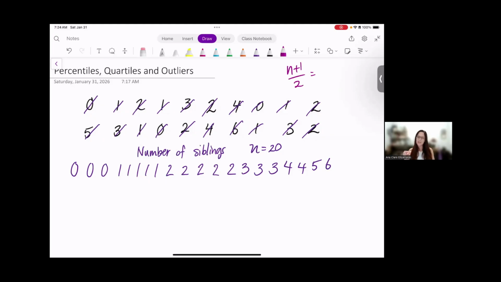to find the location of the median, not the value. So if there's 20 data points, I add 1 and I get 21. I divide that by 2 and I get 10.5. That means that the median lives between the 10th and the 11th observation. So that's 1, 2, 3, 4, 5, 6, 7, 8, 9, 10. The median is going to be right in between 2 and 2.